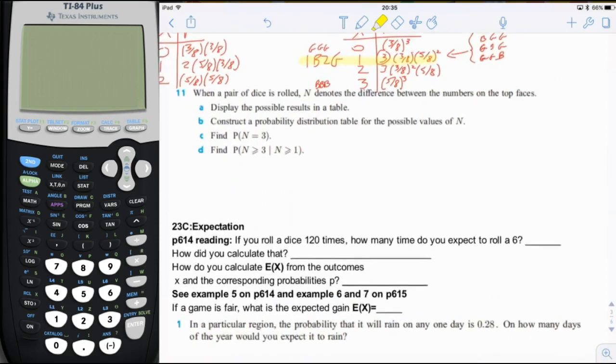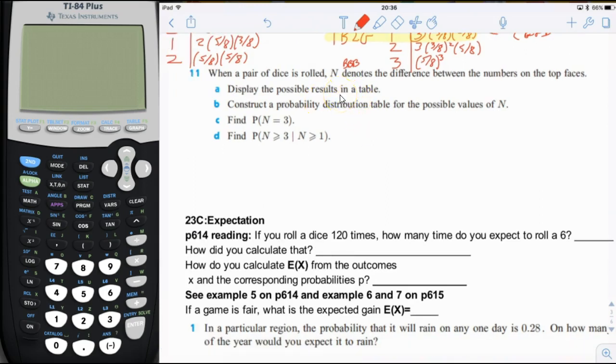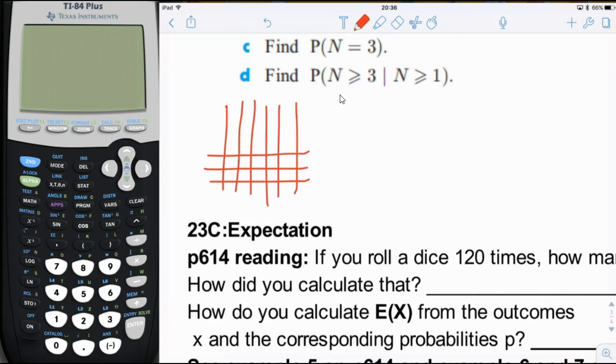Number 11. When a pair of dice is rolled, N denotes the difference between the numbers on the top faces. Display the possible results in a table. Whenever you have 2 dice being rolled, the best thing to do is to draw that grid that we drew before. We're going to draw a grid that has 6 lines this way and 6 lines this way, and each one of these intersections represents an outcome. So this is going to be like the red dice, 1, 2, 3, 4, 5, 6, and then we'll do the blue dice, 1, 2, 3, 4, 5, 6.